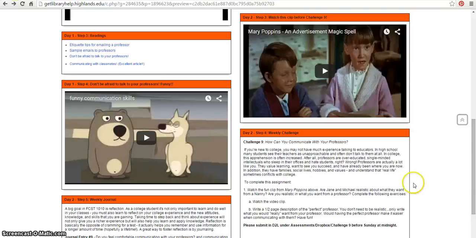It says, if you're new to college, you may not have much experience talking to educators. In high school, many teachers see their students as unapproachable and often don't talk to them at all. In college, this apprehension is often increased. After all, professors are overeducated, single-minded intellectuals who sleep in their offices and hate students, right? Wrong. Professors are actually a lot like you. They value learning, they want to see you succeed, and they've already been where you are now. Amen to all of that.